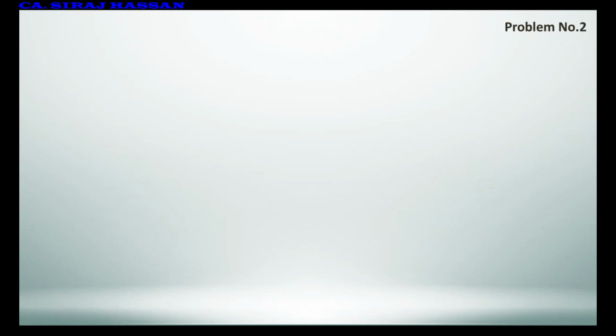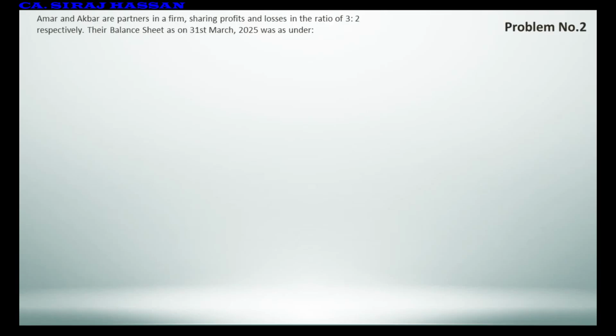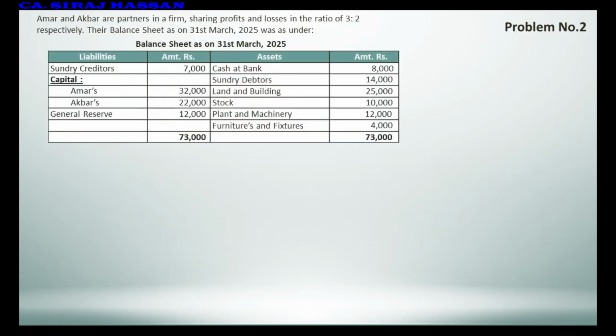Now we are going to start the second problem on admission of partner. The problem is as under. Akbar and Amar were partners in the firm sharing profit and losses in the ratio of 3:2. The balance sheet as on 31st March 25 is as follows.